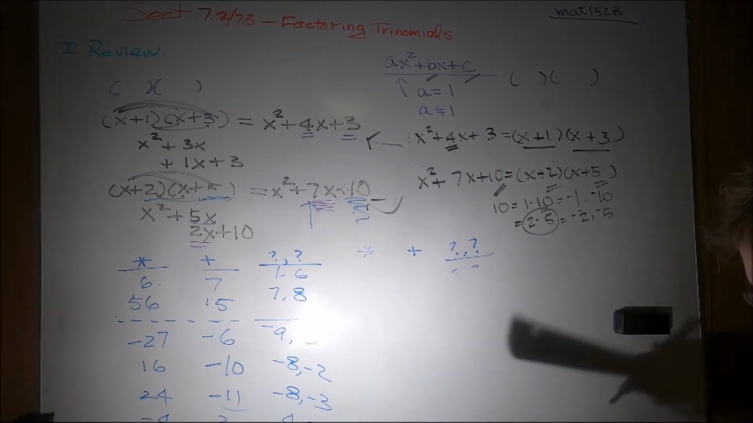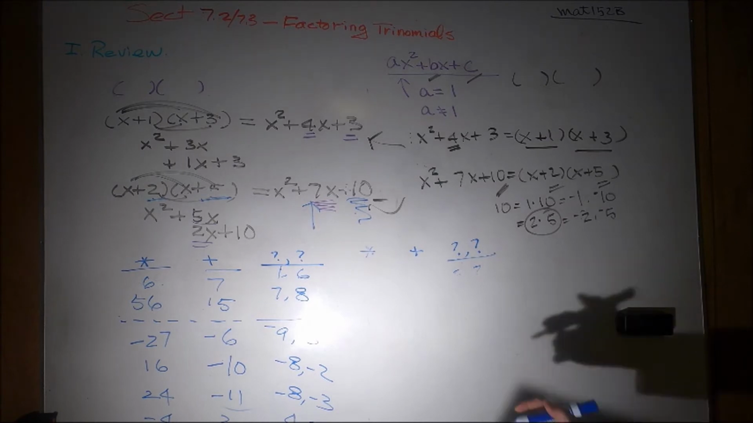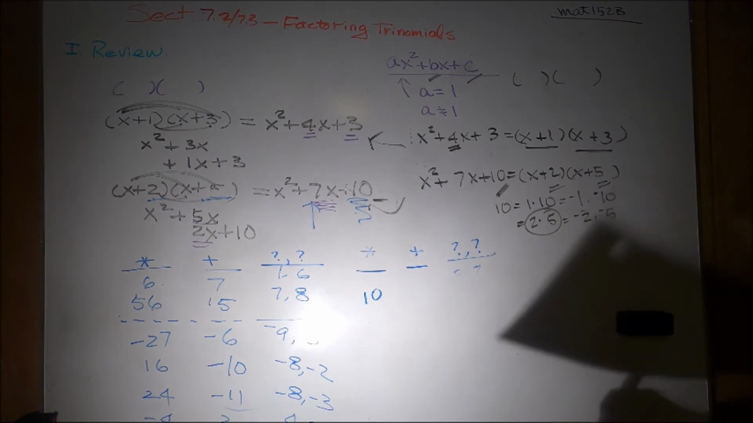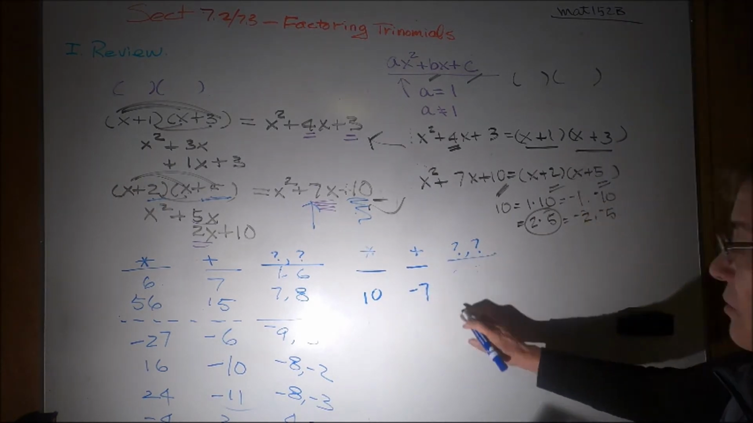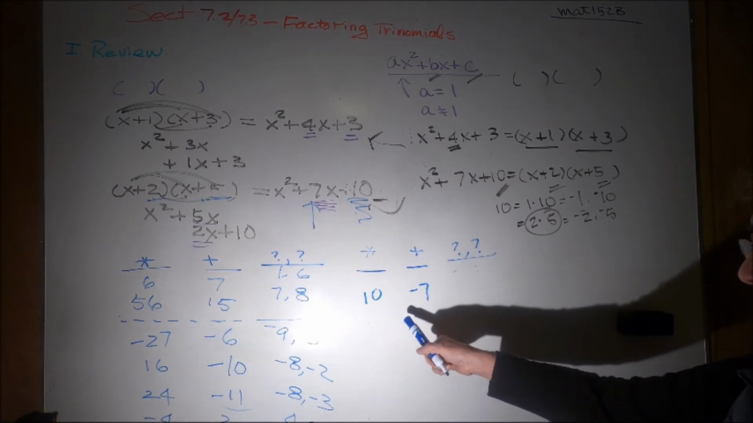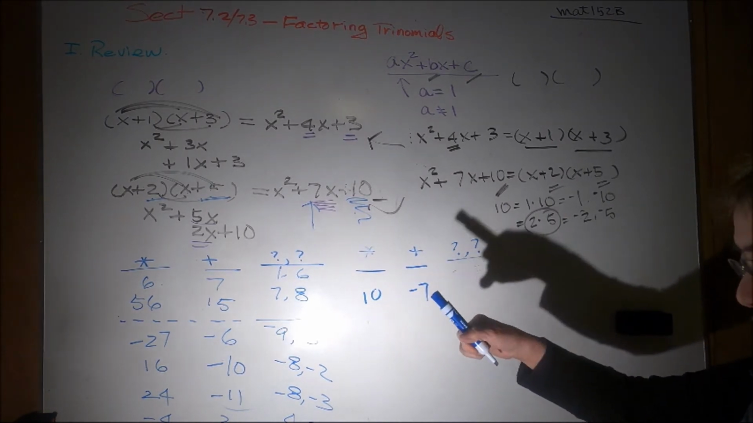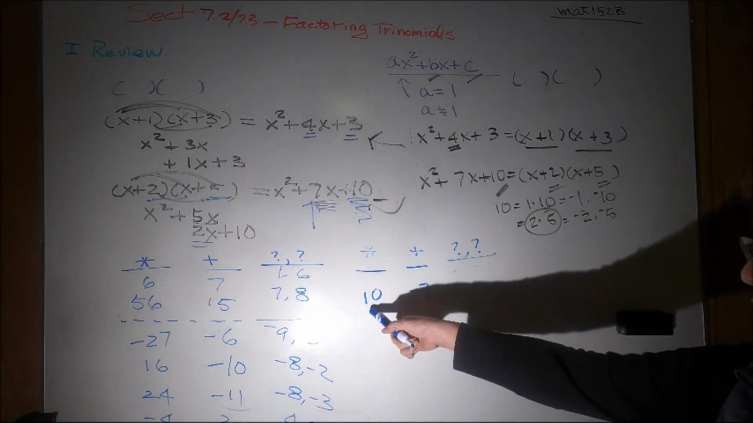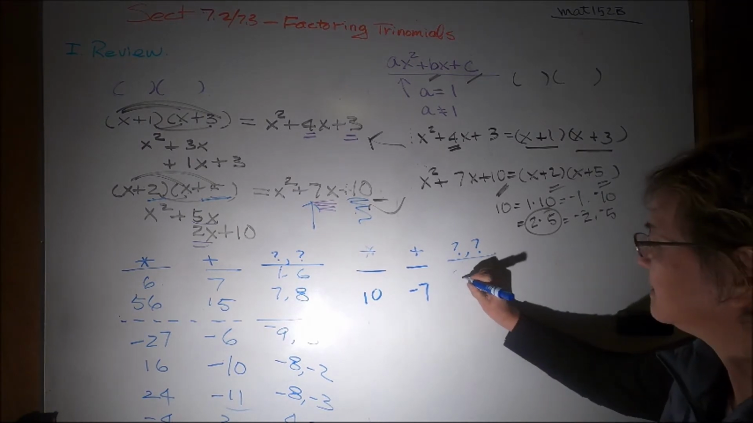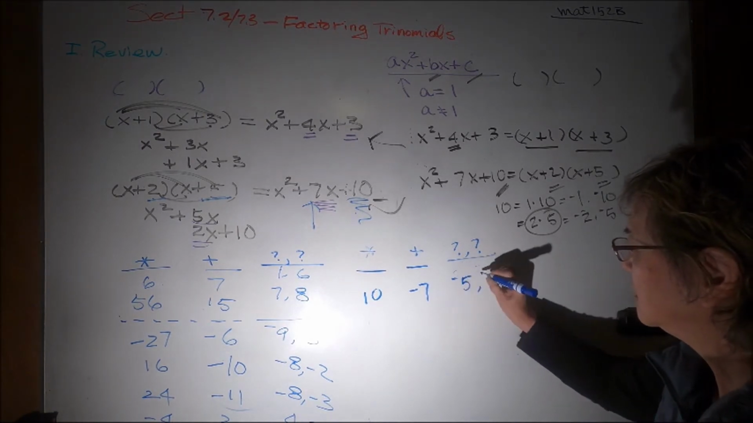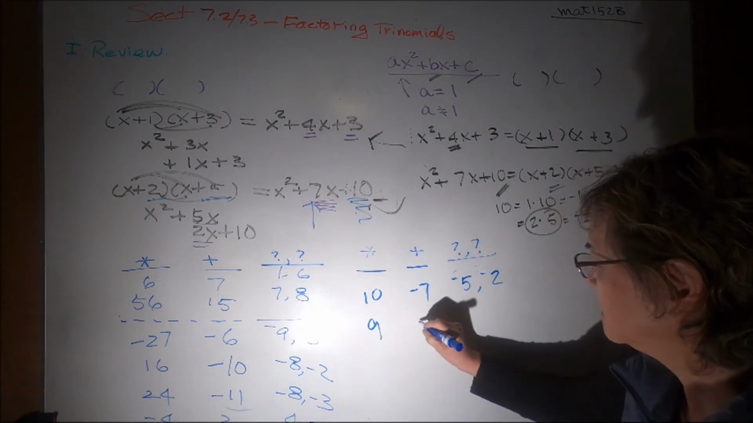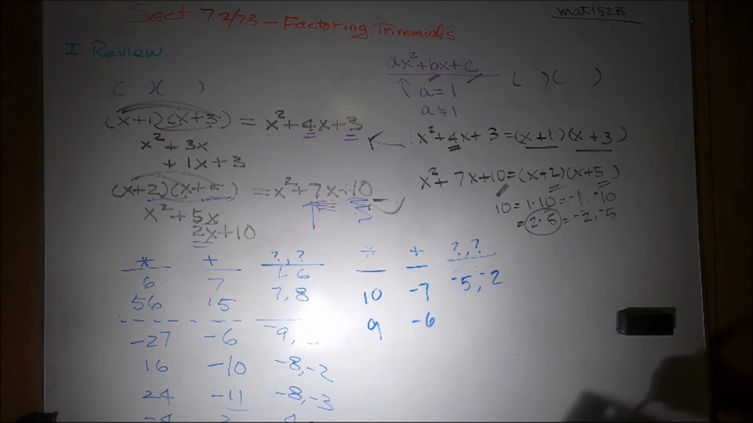Right? Then take a look, next one. Next one is what? 10, right? Then add together, negative 7. What do you think? 10, 5 and 2. But both have to be what? Negative numbers to multiply together and become positive. Added together is negative 7. So if I use 5 and 2, those need to be negative. How about 9? Added together is negative 6.